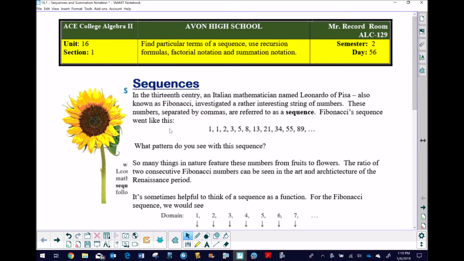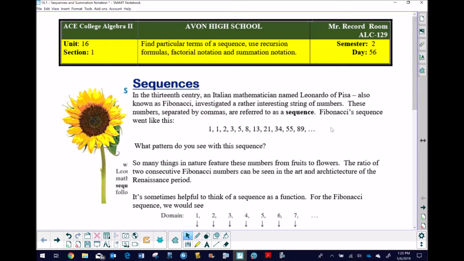He investigated a rather interesting string of numbers. These numbers, if we separate them by commas, are going to be referred to as a sequence. And Fibonacci's special little sequence looked like this: 1, 1, 2, 3, 5, 8, 13, 21, 34, 55, 89, etc.